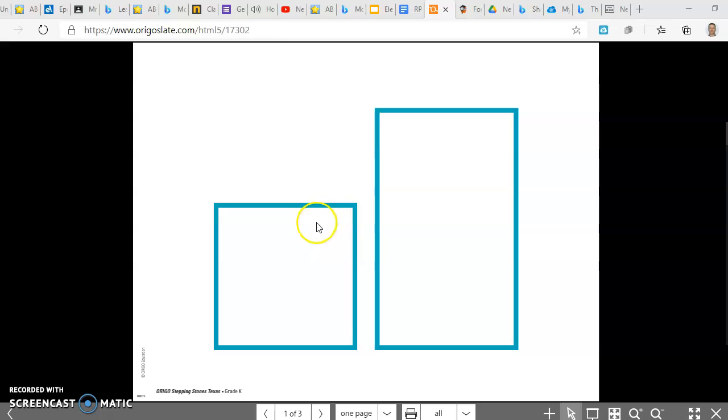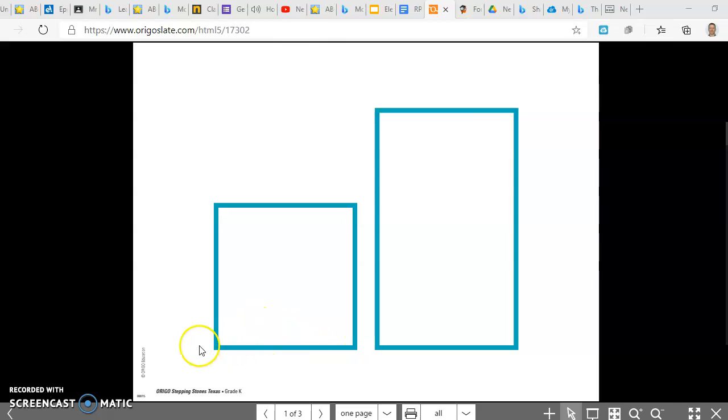Any shape, and there's two shapes here, that has four straight sides, 1, 2, 3, 4, and these sides are all straight, right? And also four corners, 1, 2, 3, 4, is a rectangle. Now, does this one have four straight sides? 1, 2, 3, 4. It does, and they're all straight. Does it have four corners? 1, 2, 3, 4. It does. So this is actually a rectangle.